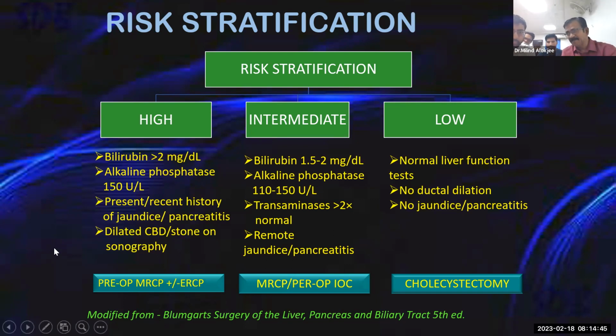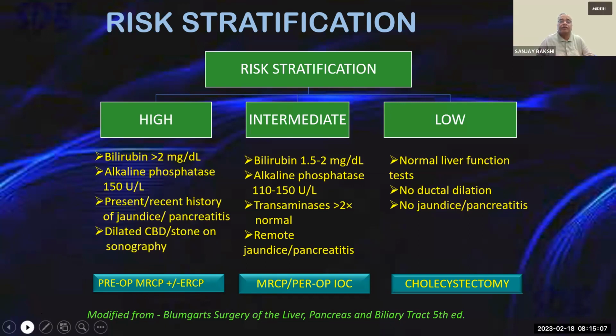Some high suspicion features where you should go for an MRCP, or if you add more, it can be an EUS also, and the intermediate suspicion. These two situations, but the last one, if there is low suspicion, there is no role for doing routine MRCP in all patients. Yes, absolutely.